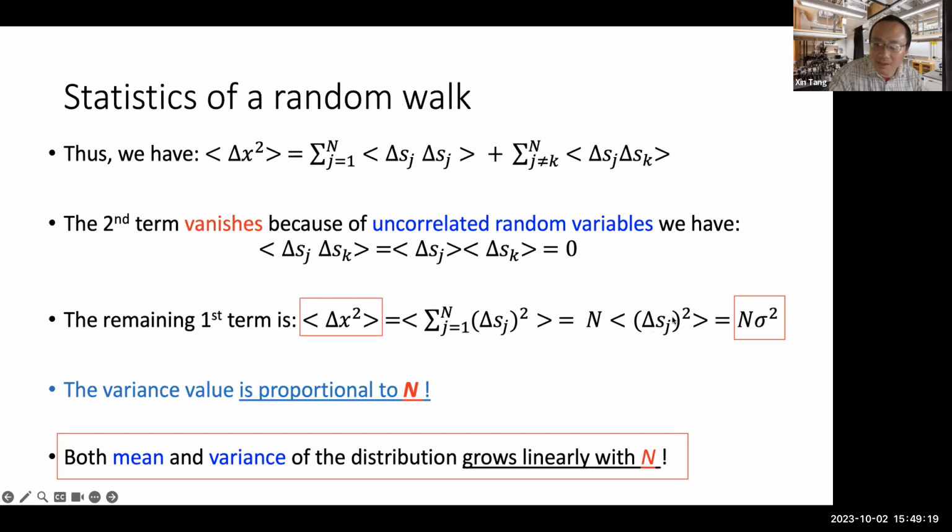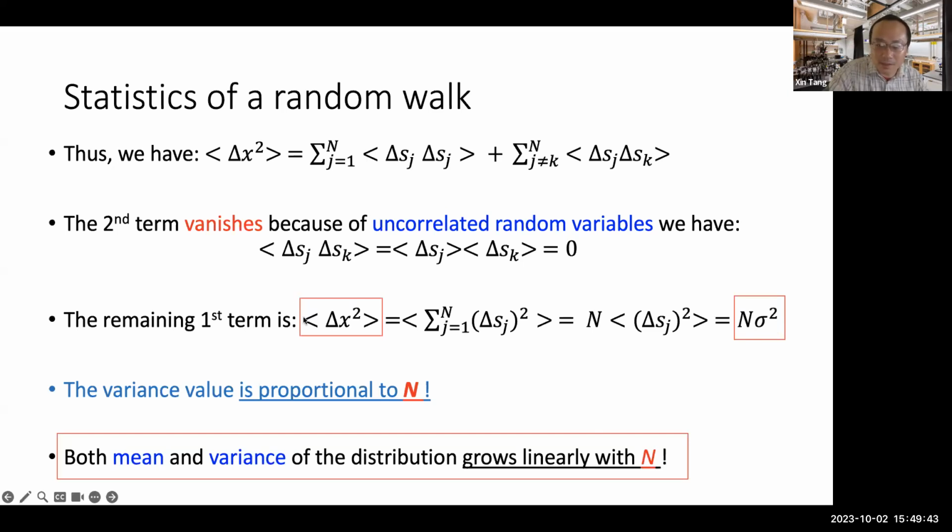What is delta Sj squared? Delta Sj squared is actually the variance of the step distribution. Step WS distribution's variance. That variance is sigma squared, right? So then this one finally gives n sigma squared. This is the very important derivation.